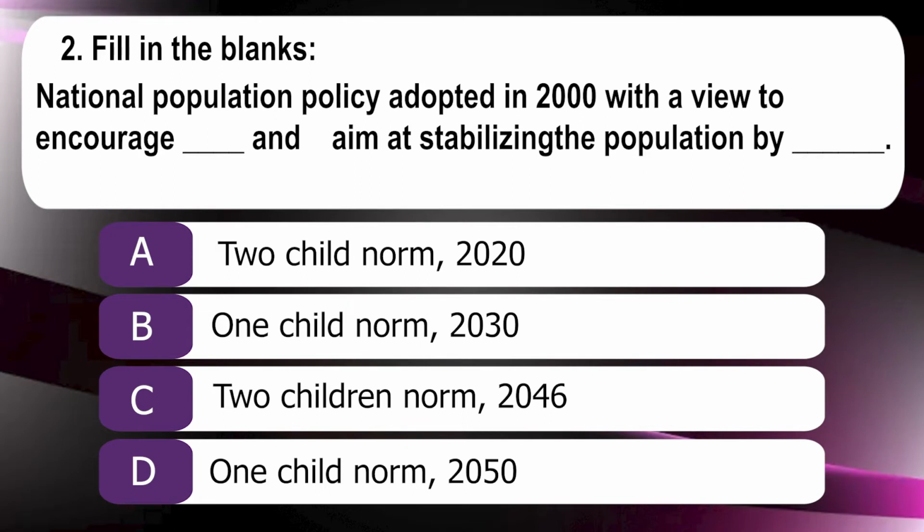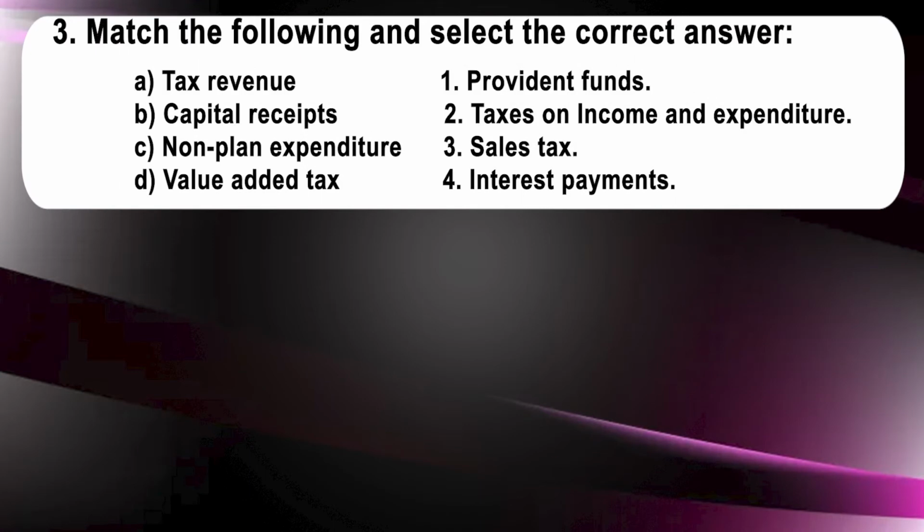Filling the blanks. National Population Policy adopted in 2000 with a view to encourage dash and aim at stabilizing the population by dash. A. 2-child norm 2020, B. 1-child norm 2030, C. 2-child norm 2046, D. 1-child norm 2050. The correct answer is C. 2-child norm 2046.